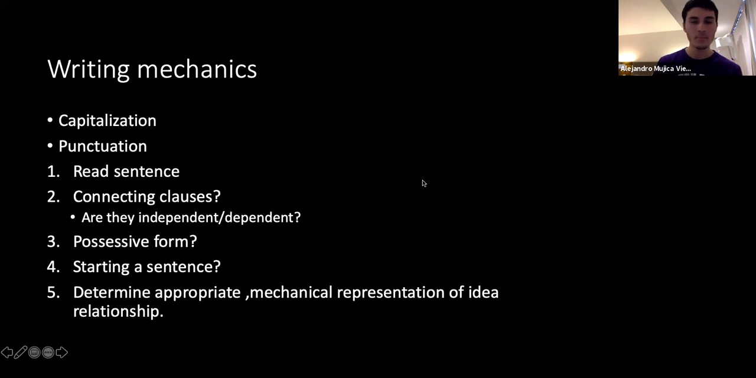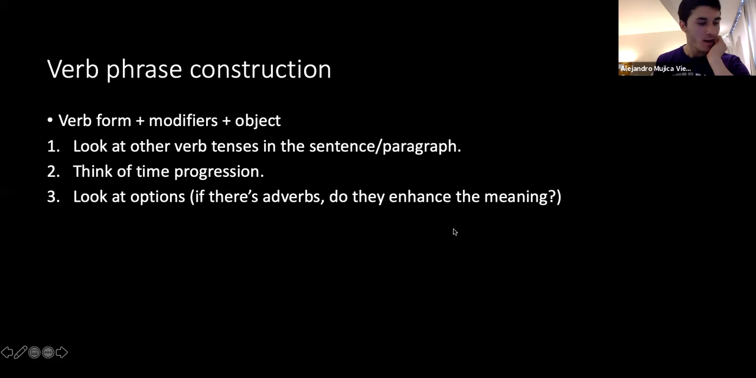Okay. Cool. Let's move on to verb phrase construction. So a verb phrase is the verb form plus modifiers plus object.